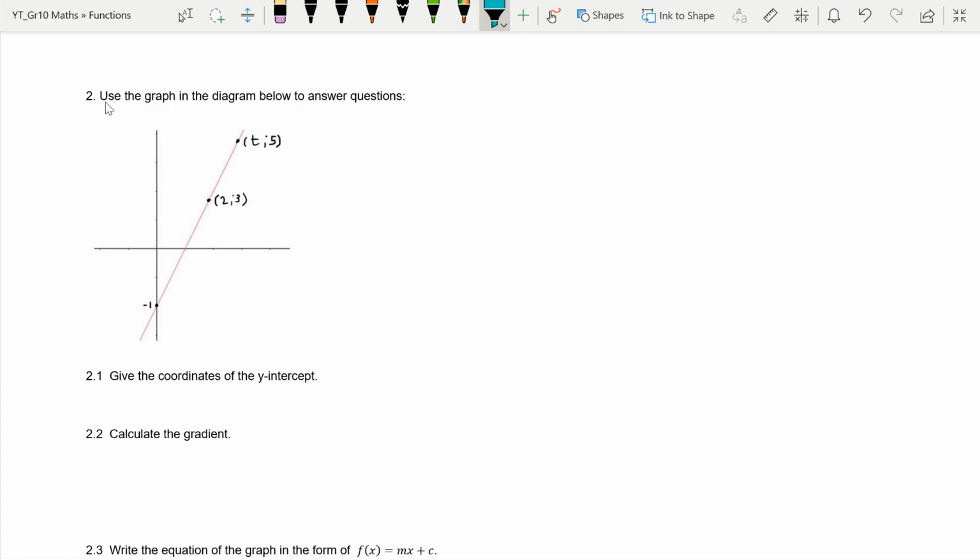Second question. Use the graph in the diagram below to answer the following questions. Before we even look at the questions, let's just quickly study the diagram together. We can see that it's a straight line. So what needs to come to mind? y is equal to mx plus c. The c is the y-intercept, and we got given it there. So we know that the c value will be equal to -1.